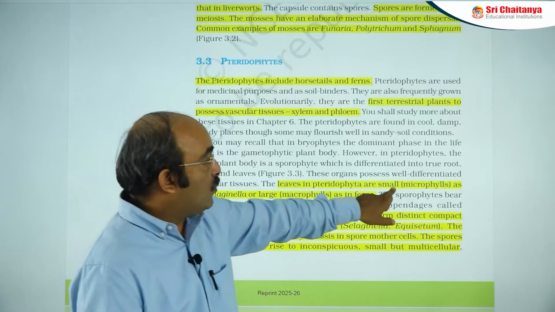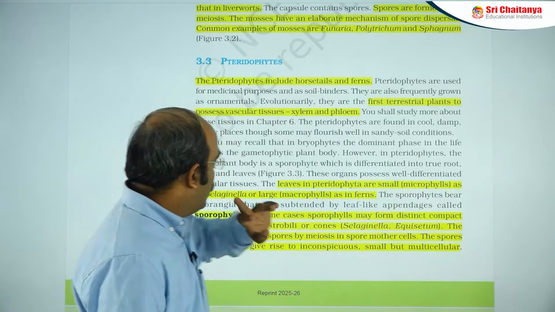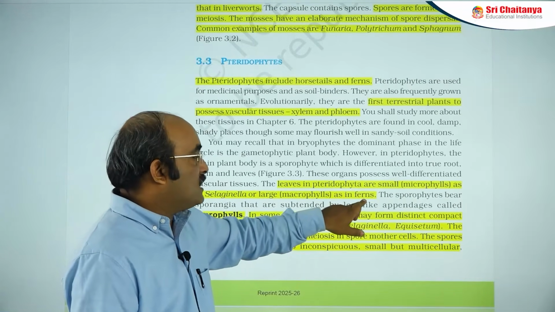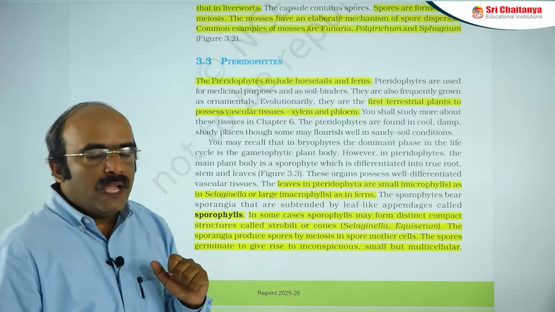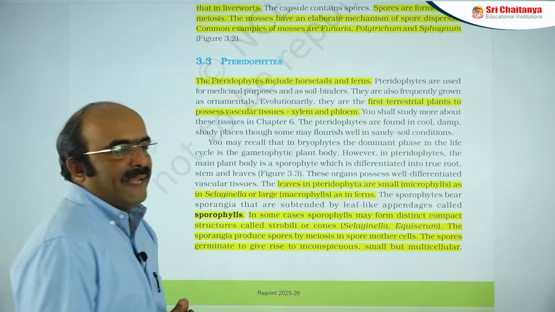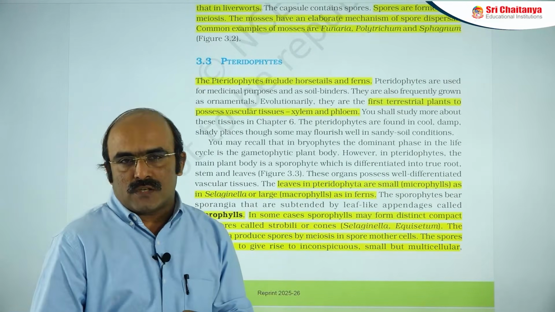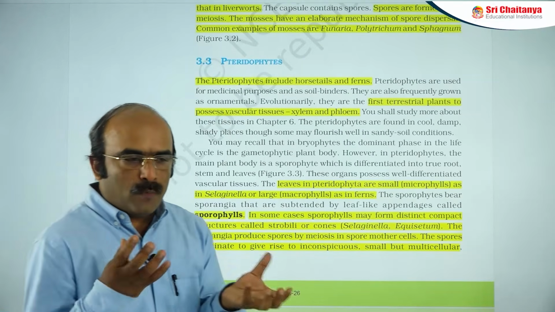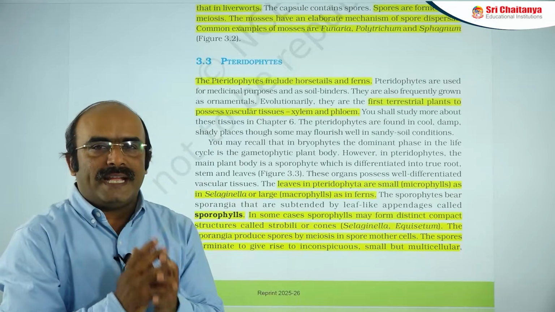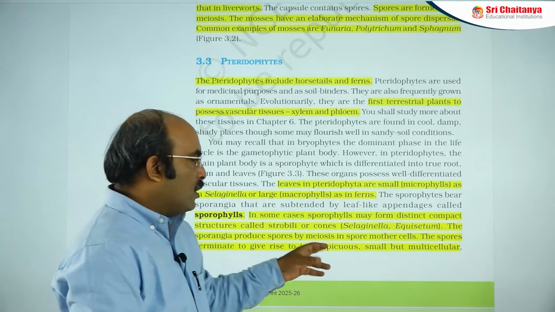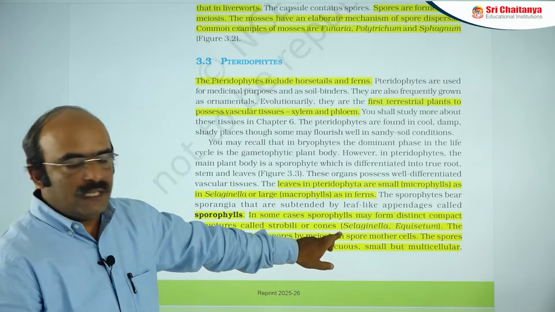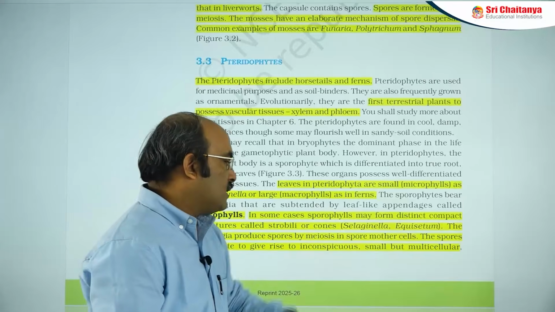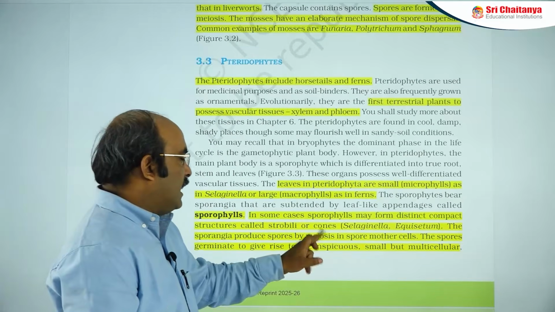The leaves in pteridophytes may be small, microphyllous as in the case of Selaginella, or large, macrophyllous as in the case of ferns. Now the leaves may also bear the spore producing structures called sporangia, and then they are called sporophylls. These spore producing leaves are called sporophylls. They are aggregated to form a cone or strobili, which are so distinctly seen in two examples with regard to pteridophytes, Selaginella and Equisetum. So they show strobili or cones.